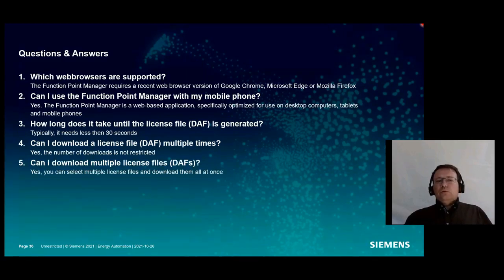Can I download multiple license files at once? Yes, this is possible. Just select the license files which you would like to download, and then you can download them all at once.